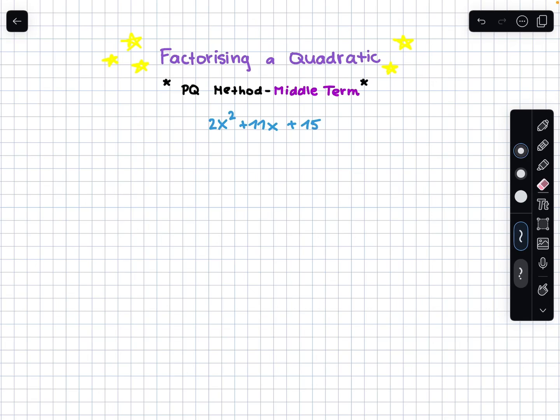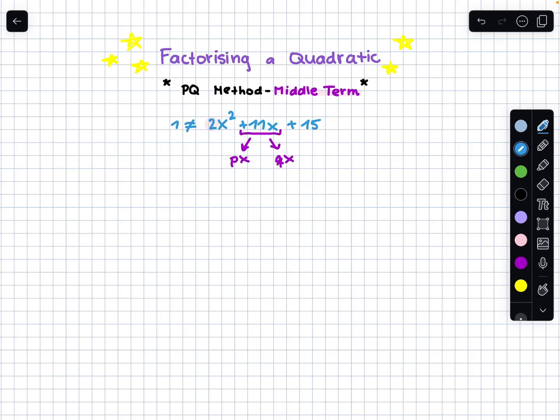Today I will be showing you how to factorize a quadratic using the pq method, especially the middle term, in 4 simple steps. But first we need to know why we actually use this middle term rule. Whenever the coefficient of the first term is not equal to 1, we're always going to have to use the middle term rule to help us factorize. That rule is basically taking this middle term right here and separating it into two things, which will be a number with x and another number with x.